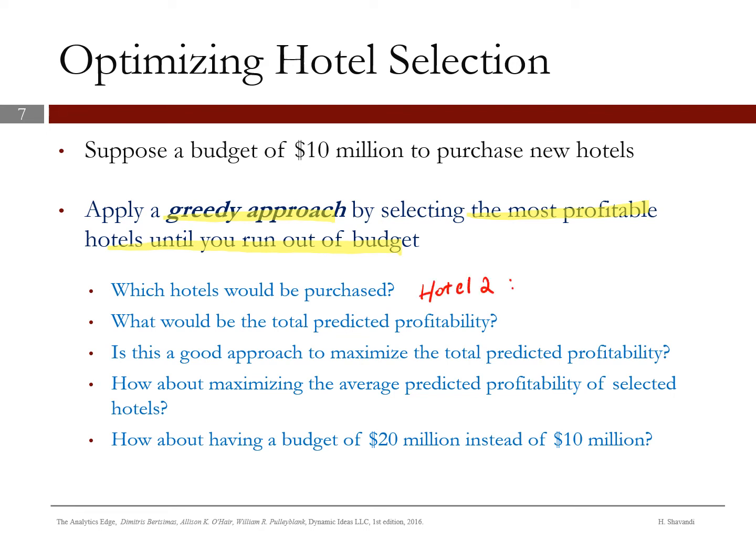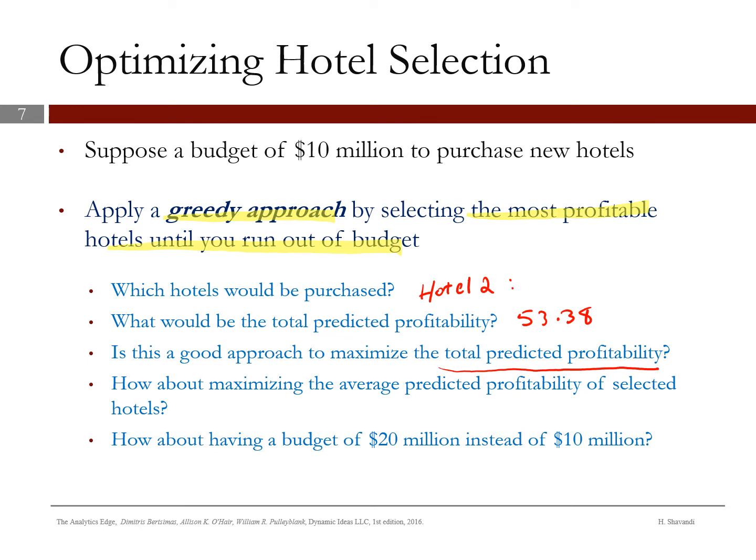And its profitability is 53.38. But if we want to maximize the total predicted profitability, then we can say this approach is definitely not optimal, because we can do much better by selecting several cheaper hotels, but in total we would have more profitability than buying just one hotel with the highest profitability.